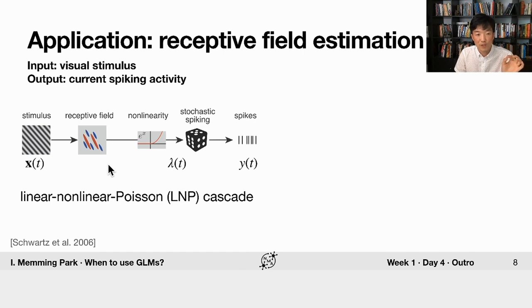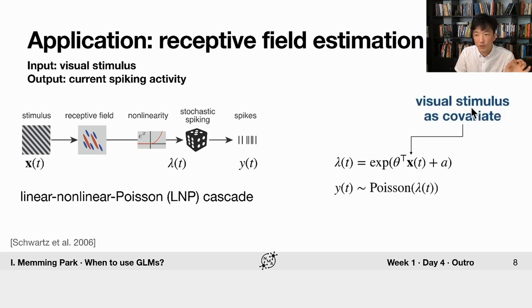This happens to be a GLM. So let's write it down in equation form. x of t here is your covariate. This is your visual stimuli, whatever is shown to the animal as visual input. And the theta here, of course, is the parameter, the linear part of the GLM.